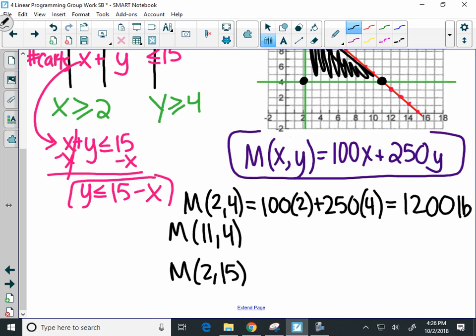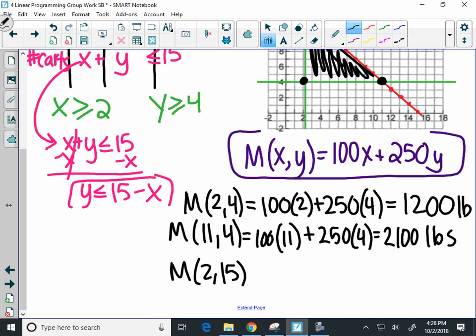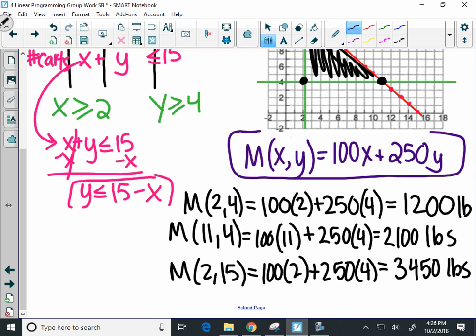I'm going to do the same thing with the next 2 functions. 100 times 11 plus 250 times 4 gives you a maximum of 2,100 pounds that can be stored. Okay, last one here. All right, so as I look at these, it looks like the maximum amount of merchandise that can be stored is 3,450 pounds.